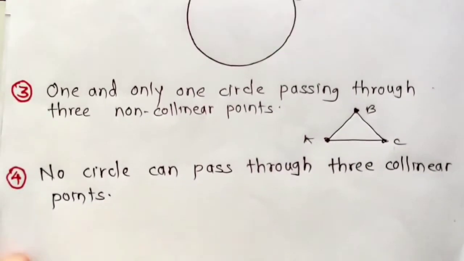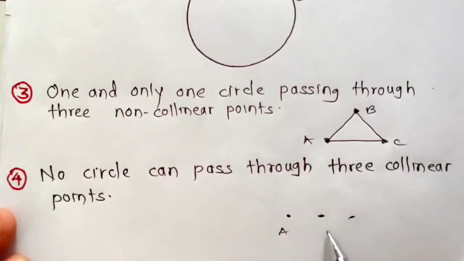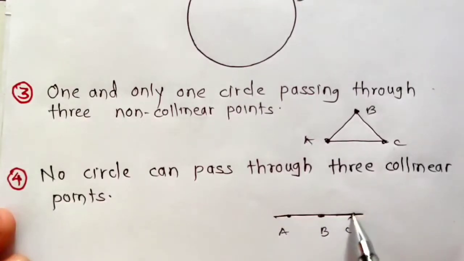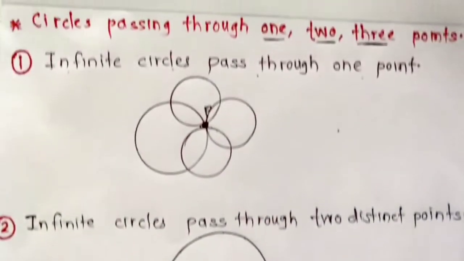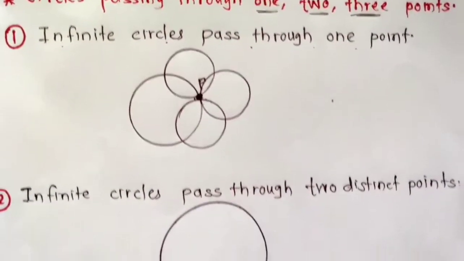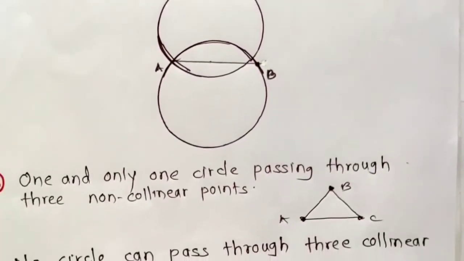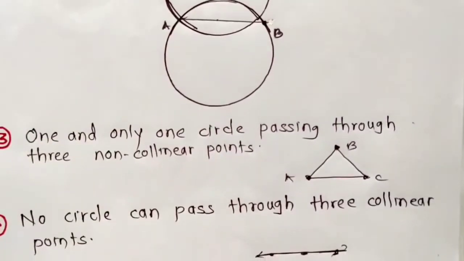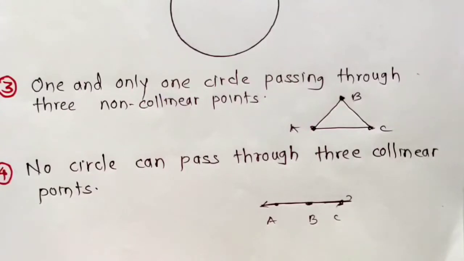And if three collinear points A, B, C are given, then we can't draw a circle passing through these three points. So no circle can be drawn through three collinear points. Remember this: infinite circles pass through a single point, infinite circles pass through two distinct points, only one circle passes through three non-collinear points, and no circle passes through three collinear points.